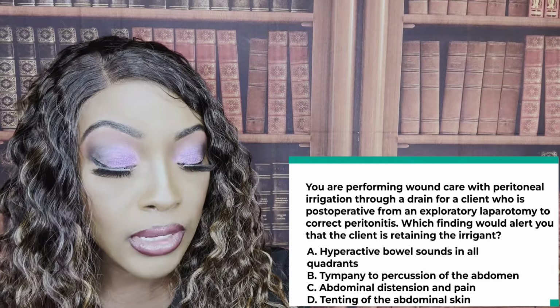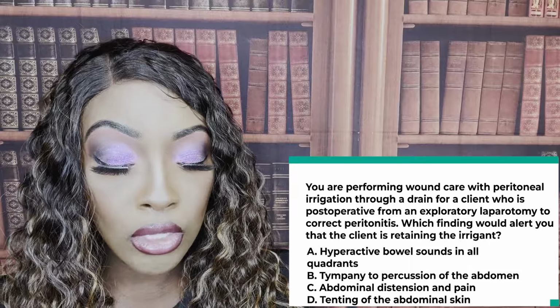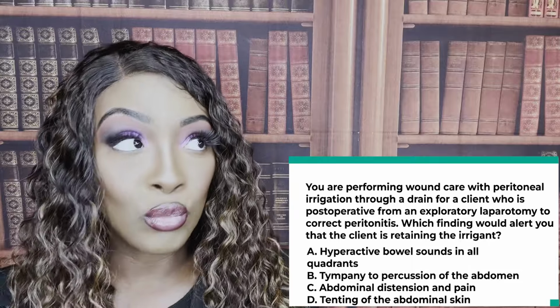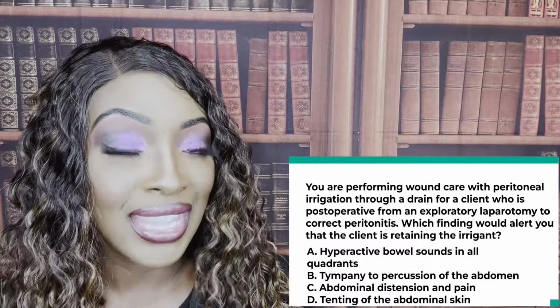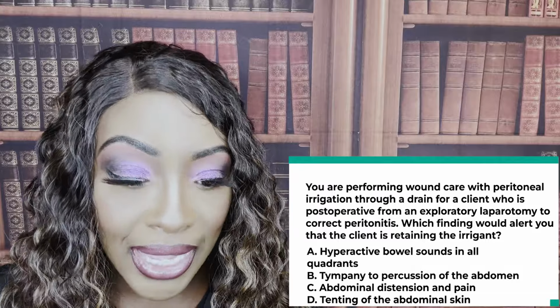And the correct answer is C, abdominal distension and pain. So if the patient is holding on to all this fluid, what you're gonna see is abdominal distension. The reason that abdomen's getting distended is because the fluid's not going anywhere. It's staying within that abdominal area and the skin's gonna get tight. It's being stretched, right? That makes sense.